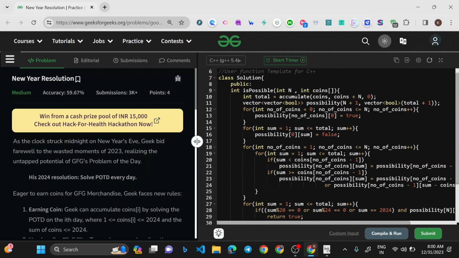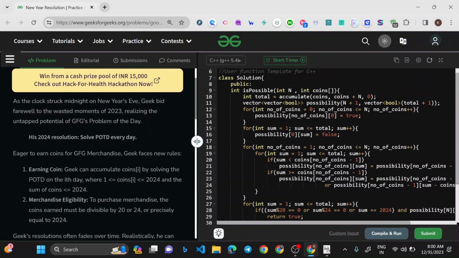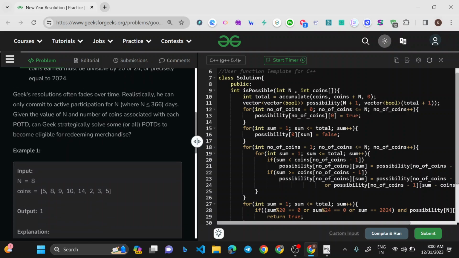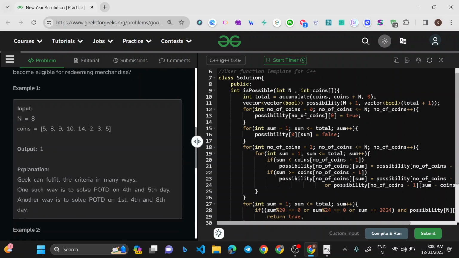So in today's video, we'll be solving the problem New Year Resolution. This is a medium level problem and it's the problem of the day on Geeks for Geeks today. There's a lot of information given here. We'll directly jump to the examples and see what the question is actually asking for.